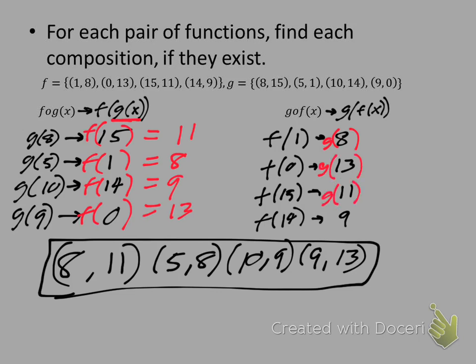Okay, working inside out. Same way, g of 8 is 15, okay? G of 13, what's that? There isn't one. G of 11, what's that? There isn't one. G of 9, what's that? 0. Okay, so the only two you can write now in your composition are (1, 15) and (14, 0). That's it.